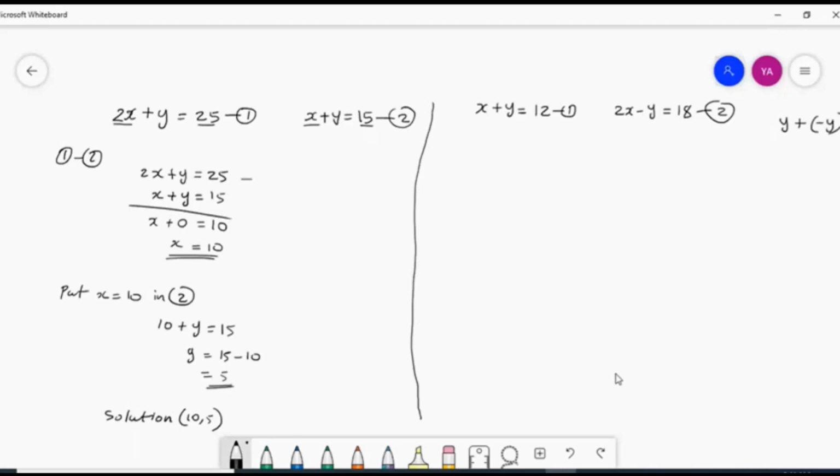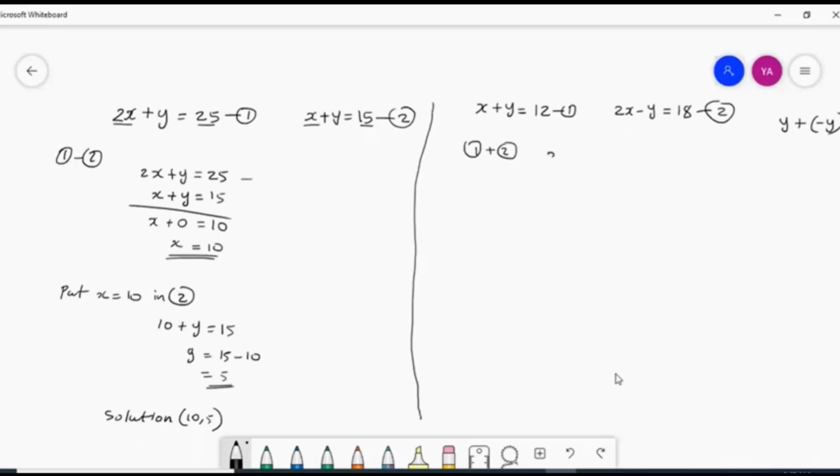We know that minus y is the additive inverse of y. So if you add one number with its additive inverse, the result will be 0. So y plus minus y will be 0. So here there's a chance to remove one variable if you add these two given equations. So here what we'll do is 1 plus 2.